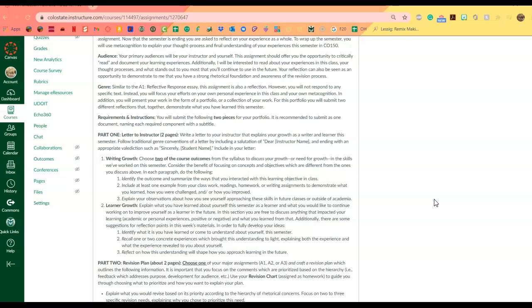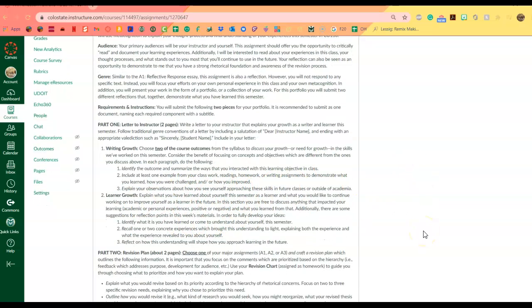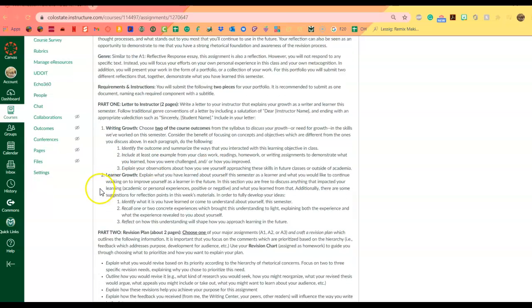So, for example, you'll choose that course outcome, summarize what that means to you, and then show me how you've either challenged yourself with that course outcome, how you've improved it, and in what ways you've learned that skill specifically. And explain how you see yourself approaching these skills in a future class or outside of academia. So in a career, in a research environment, anything that you see for yourself, how will you use that skill in a different way that isn't in another writing course?